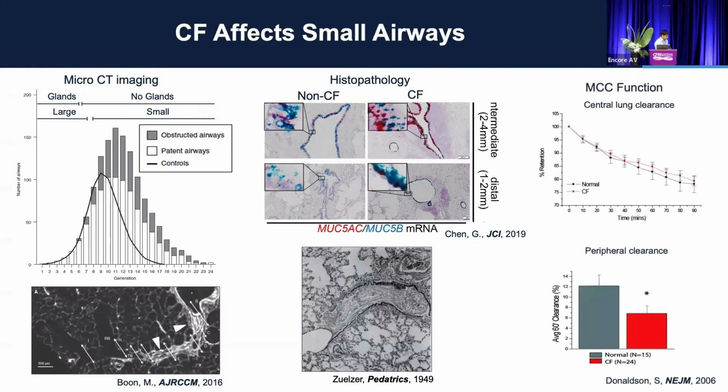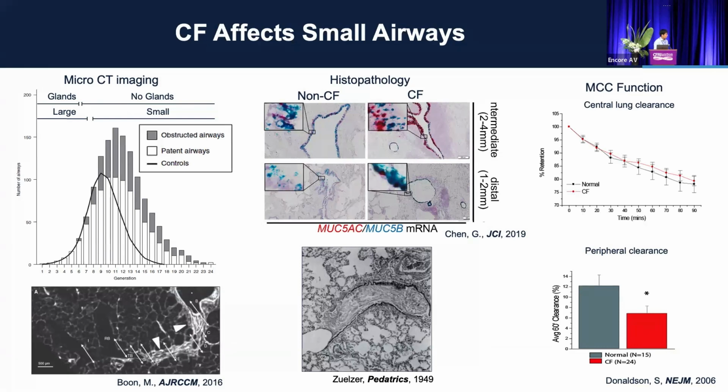Also, lung function data show, interestingly, that if you compare normal and CF subjects for lung clearance, in central lung clearance there is no significant difference, but peripheral lung clearance, which indicates small airway clearance, is significantly reduced in CF. So these data suggest CF does affect the small airway region.